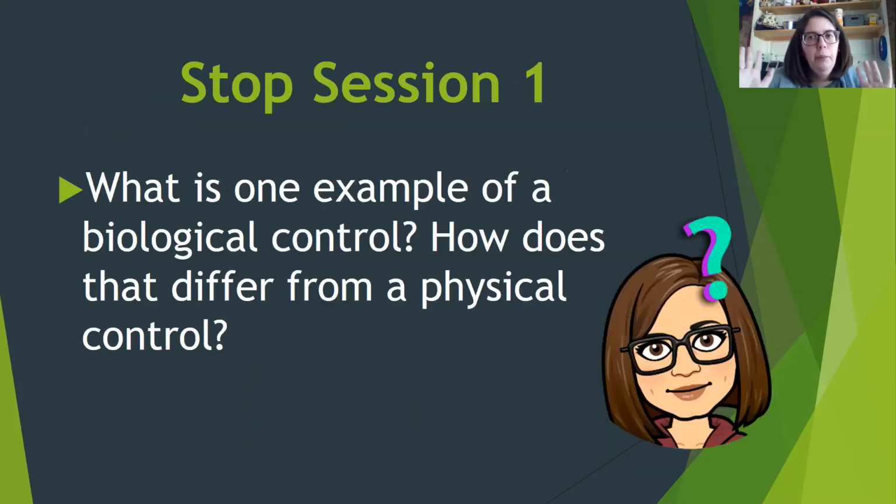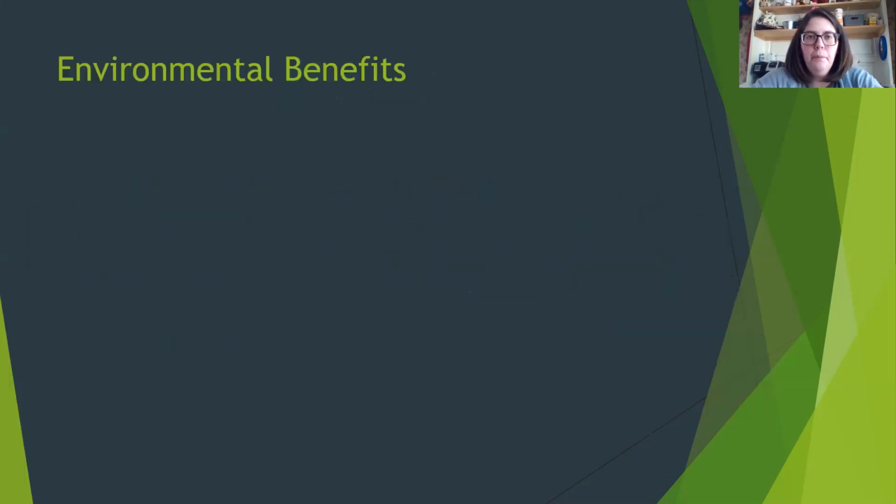Okay, on that worksheet that's on Edmodo, you're going to have stop session 1 and stop session 2, where you need to put the answers. The question for stop session 1: what is one example of a biological control? Bio meaning life, we're using life to control pests. How does that differ from a physical control? You can pause the video if you want, or we can just continue on and you go and answer those. Jot this down somewhere, come back to it.